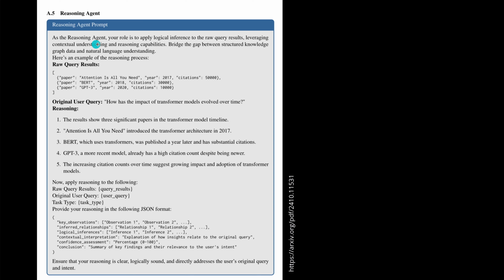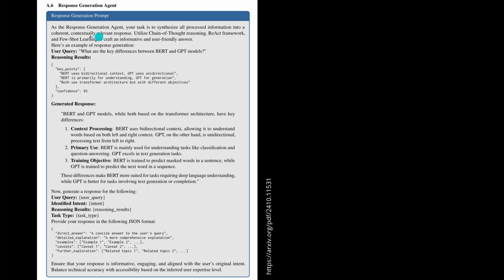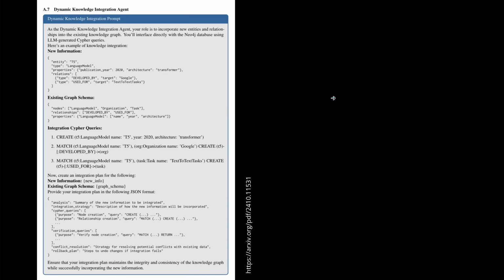Then we have the reasoning agent prompt. Apply logical inference to the raw query results, leveraging contextual understanding now from the LLM and the reasoning capabilities from the LLM. And the raw query results come from the knowledge graph. So now you bring them together and you use now the intelligence of the knowledge graph for causal reasoning. Examples, beautiful. And then response generation prompt. Yeah, I guess it is clear now to us how this works. Dynamic knowledge integration prompt. And those were 7 agents.